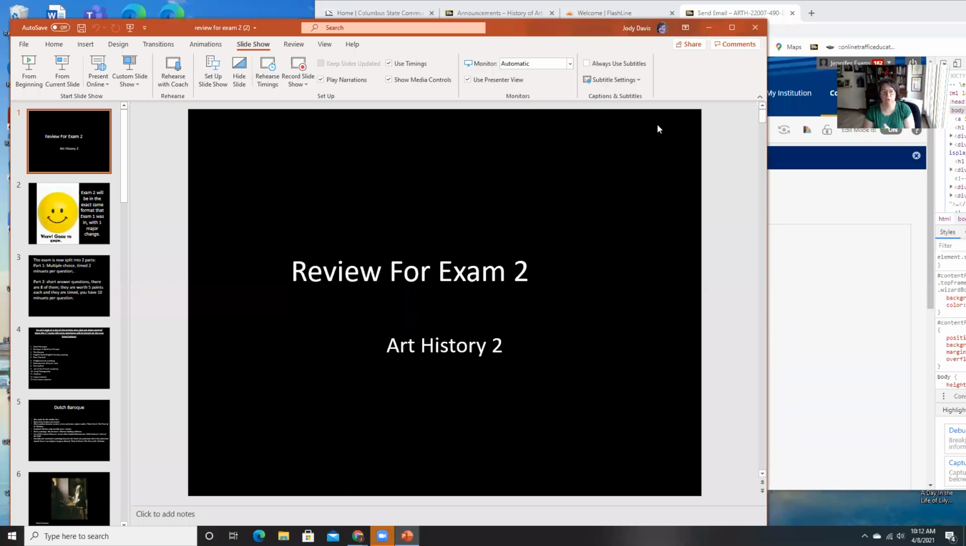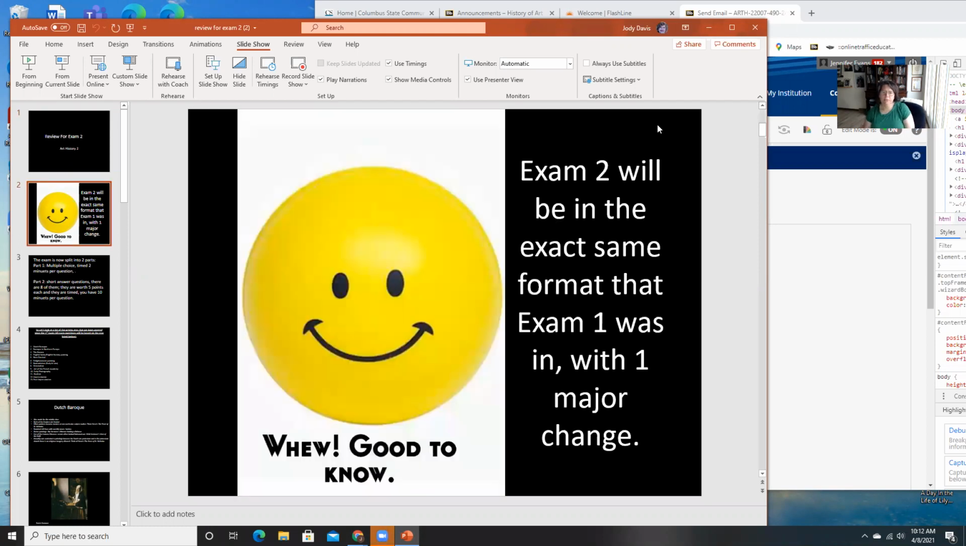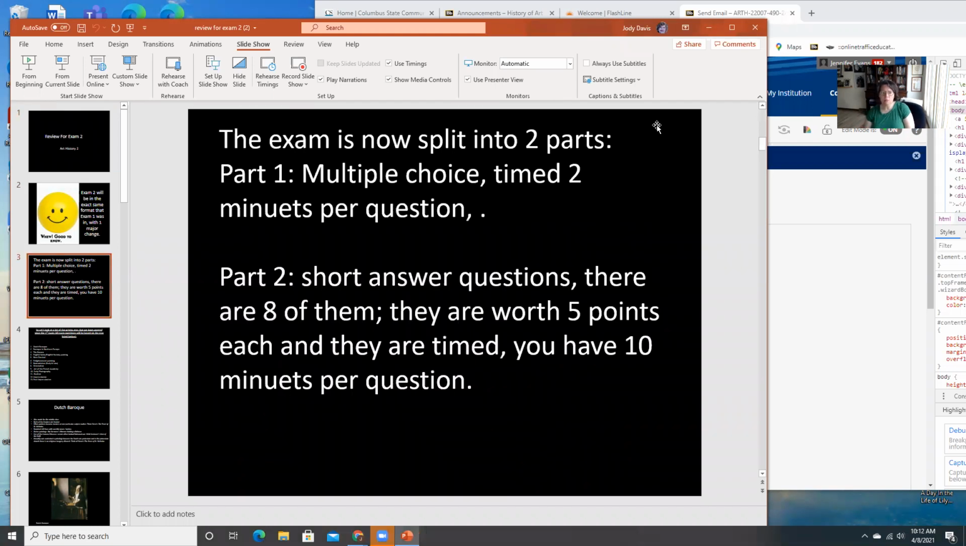Okay, so time to start exam review for exam 2. Exam 2 is going to be in the exact same format that exam 1 was in, but there's a major change that I wanted to let you know about. Part 1 and part 2 are now independent of one another. In the old exam, you had multiple choice questions and short answer questions.